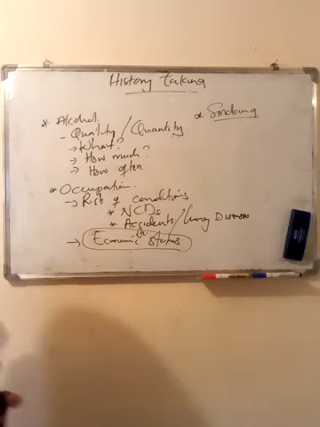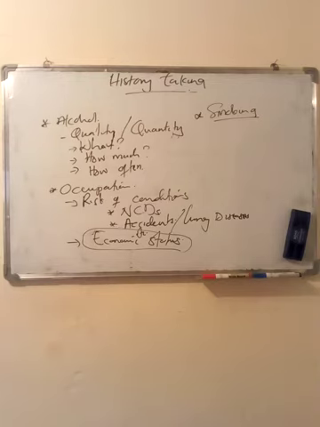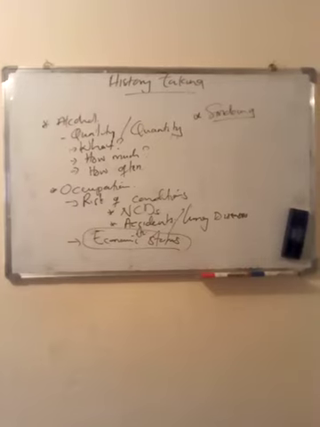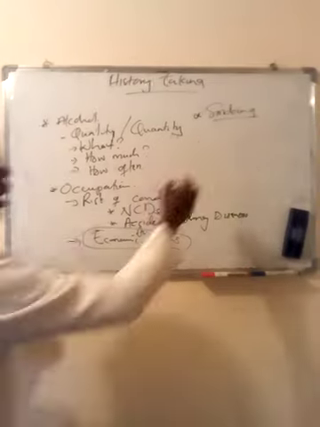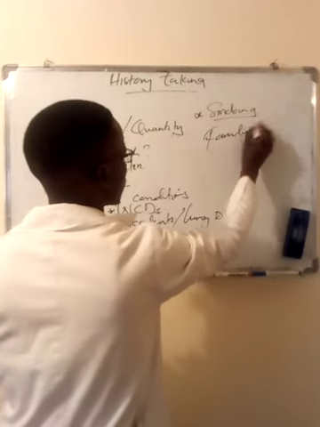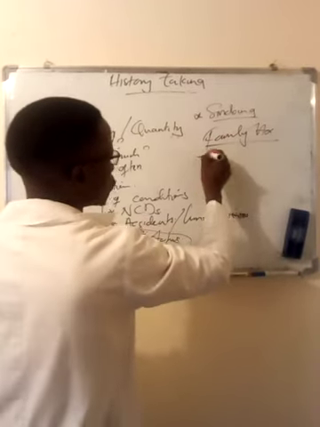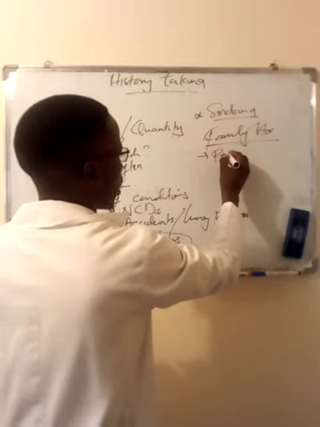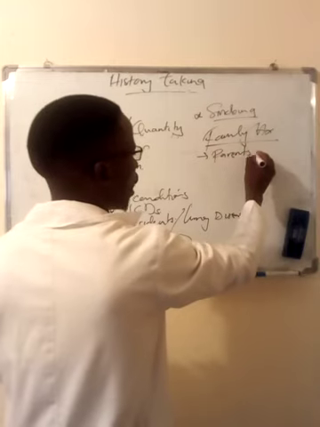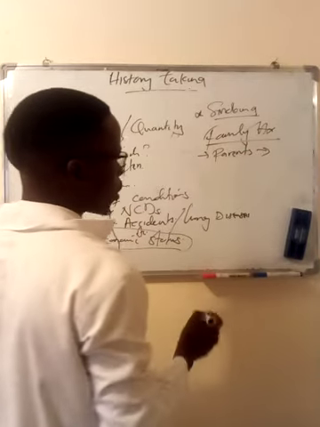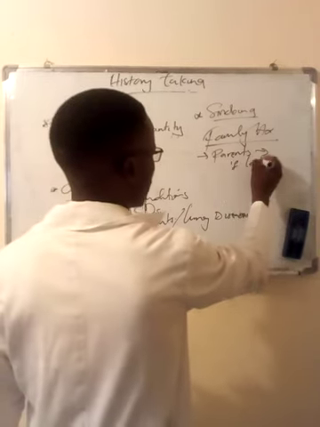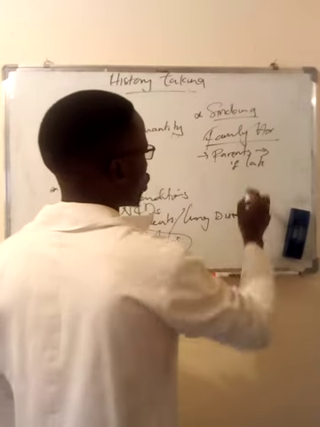So as I conclude, there's something I didn't mention about family history. About the parents of the patient, you need to know whether they are both alive, or one or both of them are late. If they are dead, you need to know the cause of death. What caused the death of one or both parents?